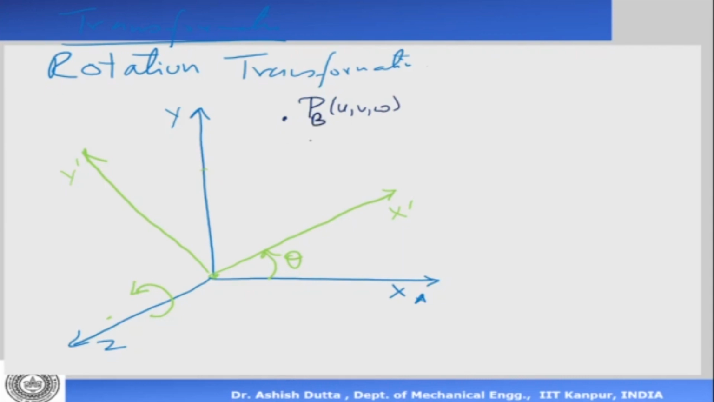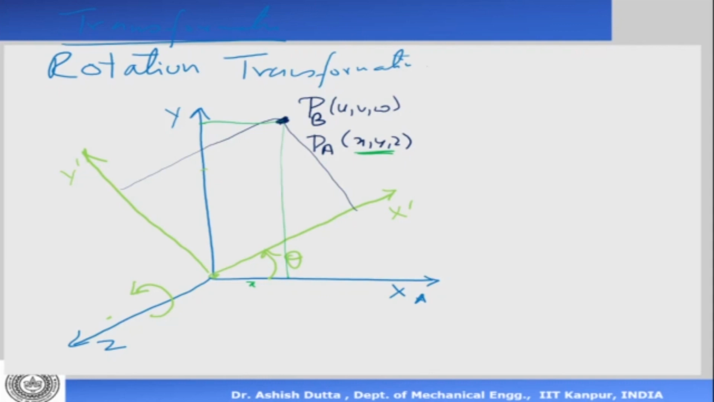in frame B, and PA, this is the point P in frame A as X, Y, Z. What is the relation between UVW and XYZ? UVW is the projection of this point on this frame here and here. XYZ is the projection of the point on the x-axis and the y-axis. That is the meaning of XYZ. This point P is the same point, please note, but because it is expressed in 2 different frames, the coordinates will be different.